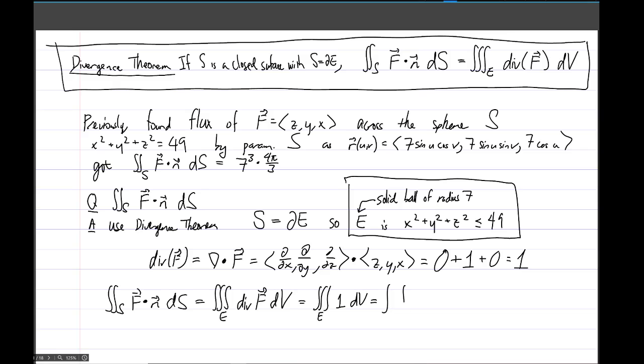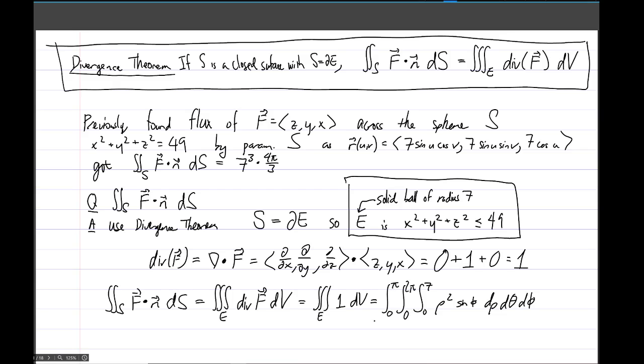So integral sign, a little bit of space between the integral signs here. There's that Jacobian for the spherical coordinate integration: rho squared sine phi, d rho d theta d phi. And so rho on the inside, it's the entire solid ball. So let's see, rho starts at 0 and ends at 7. Theta goes from 0 to 2 pi, and phi goes from 0 to pi.